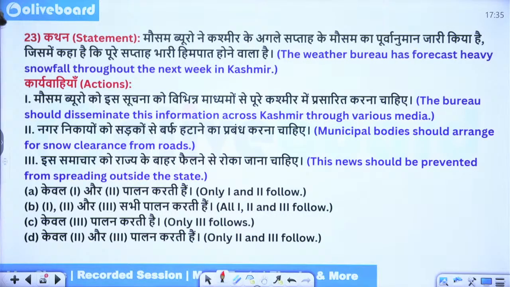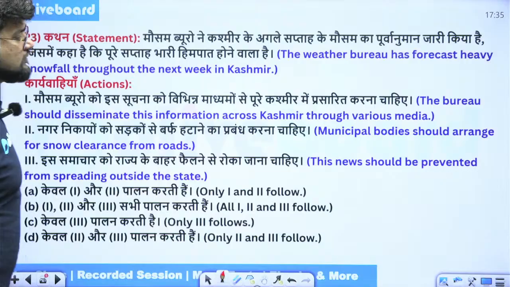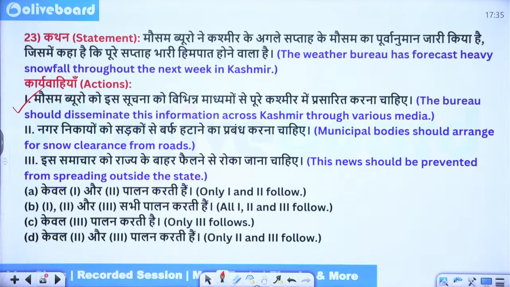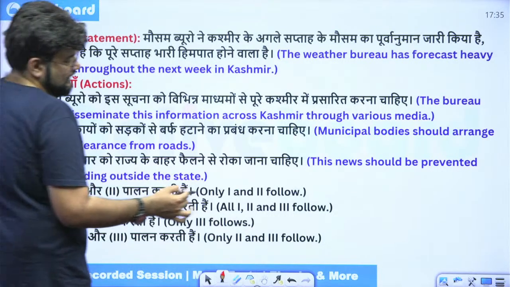The Bureau should disseminate this information across Kashmir through various media, of course. Municipal bodies should arrange for snow clearance from the roads. Yes, because if heavy snowfall is predicted, probably we'll require that machinery in future. So we need to be ready already. This news should be prevented from spreading outside the state. Now, only 1 and 2. Option A is the right answer. Easy question.